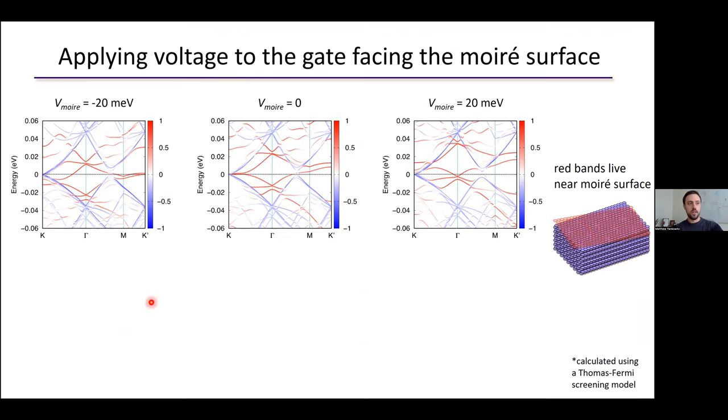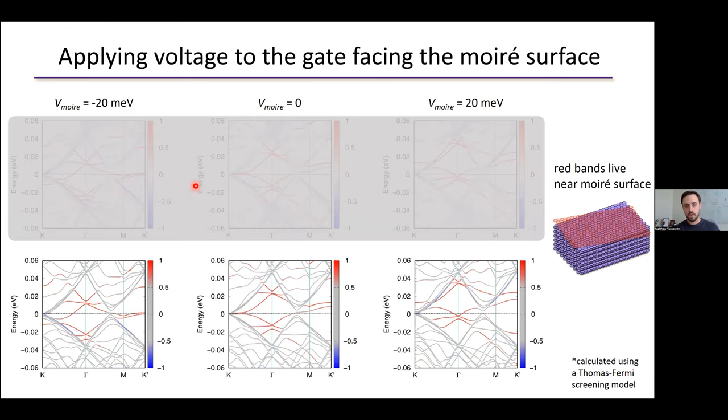Okay, so to model our experiment, we actually have to understand how these bands evolve as we apply gate voltages. And this is not an entirely trivial task. It took us a while to figure out how to do this correctly. Because again, unlike the ultra-thin limit, you can't just assume that the electric field will penetrate uniformly across the entire structure. You have to include some form of self-consistency to accommodate the fact that the potential will drop roughly exponentially at the surfaces. So we've calculated the band structure as a function of gating via potential on the surfaces using a Thomas-Fermi screening model. And this is what we find for a few select values of the potential.